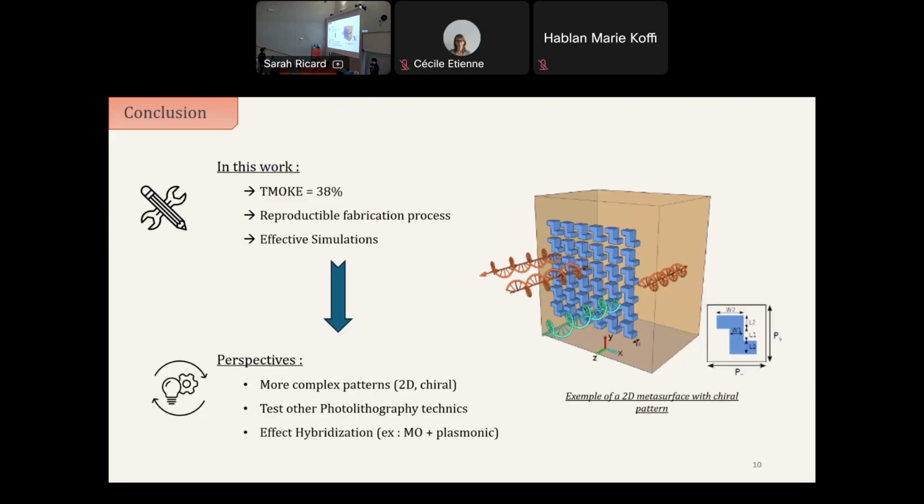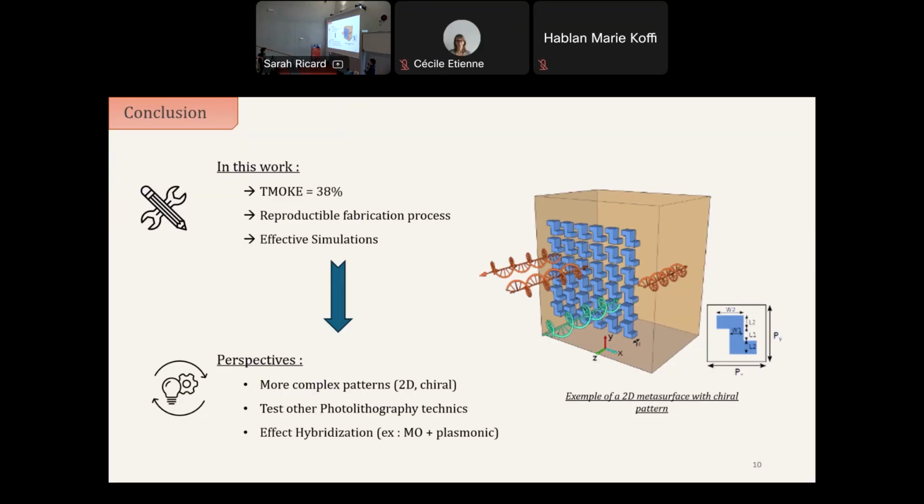But now I need to go deeper and into more complex patterns with 2D or chiral patterns such as this one. With that, we'll have to test other photolithography techniques, because the one I used was pretty simple for an internship, but it's limited, and I need to have something with a higher resolution.